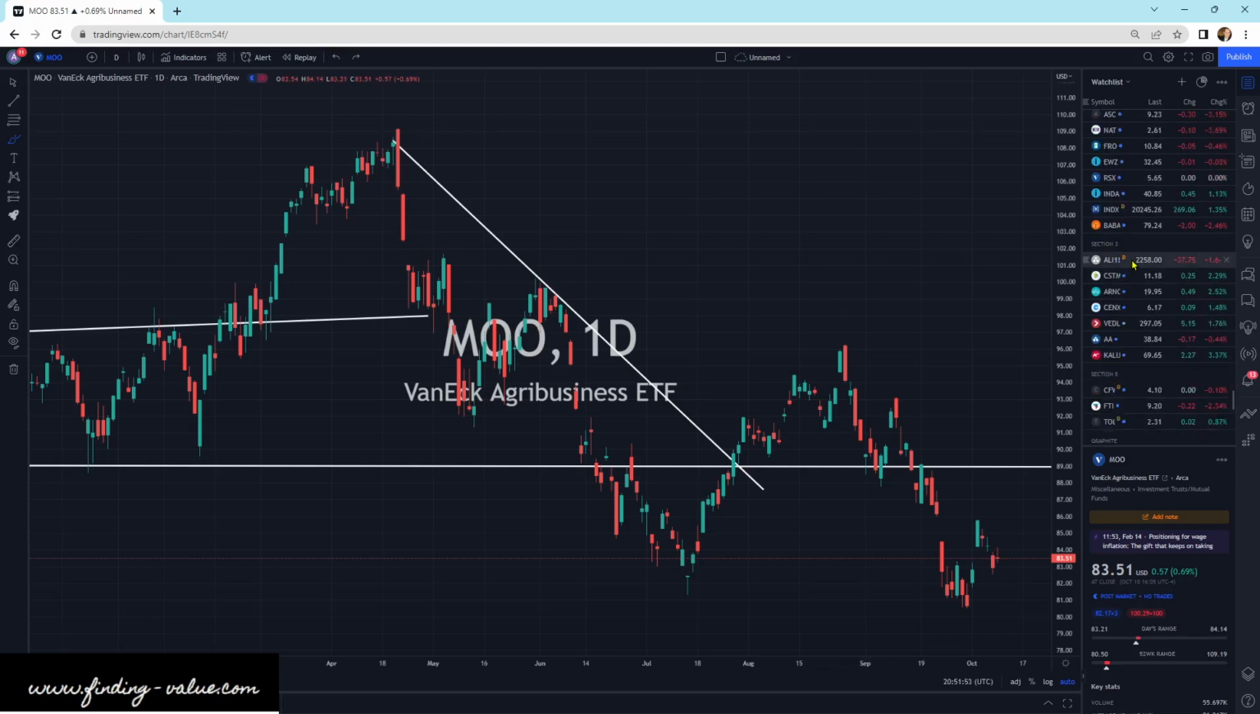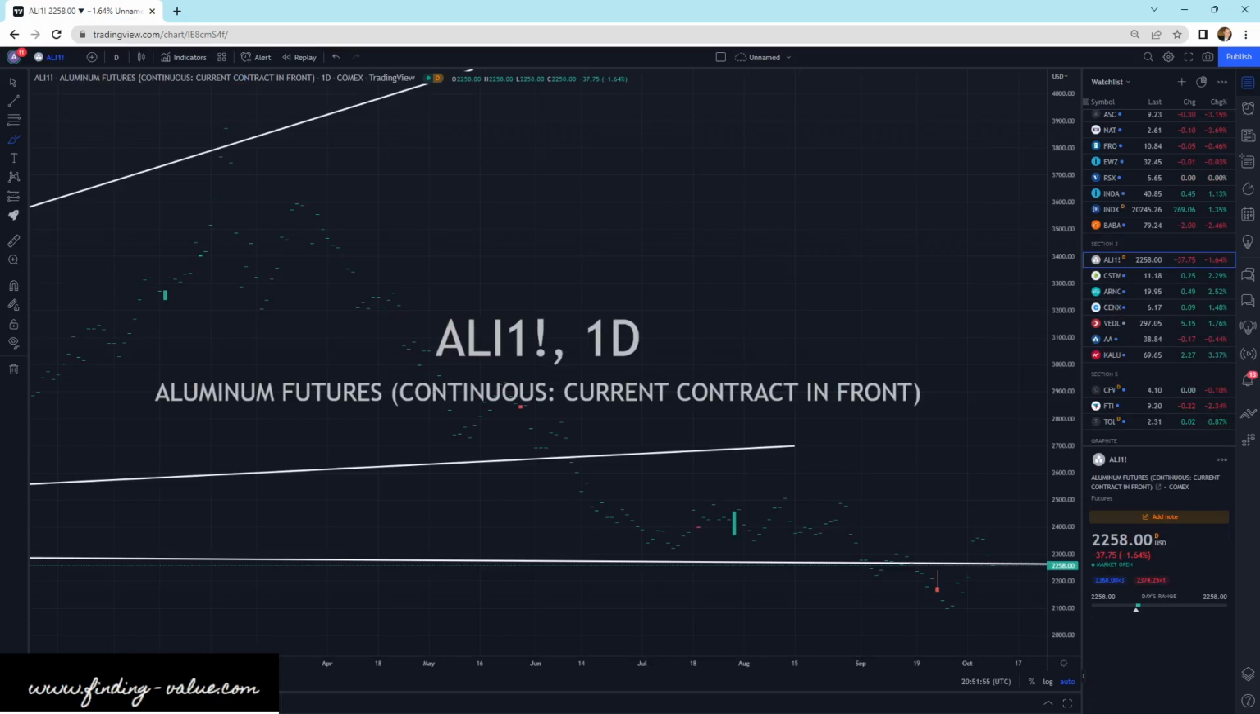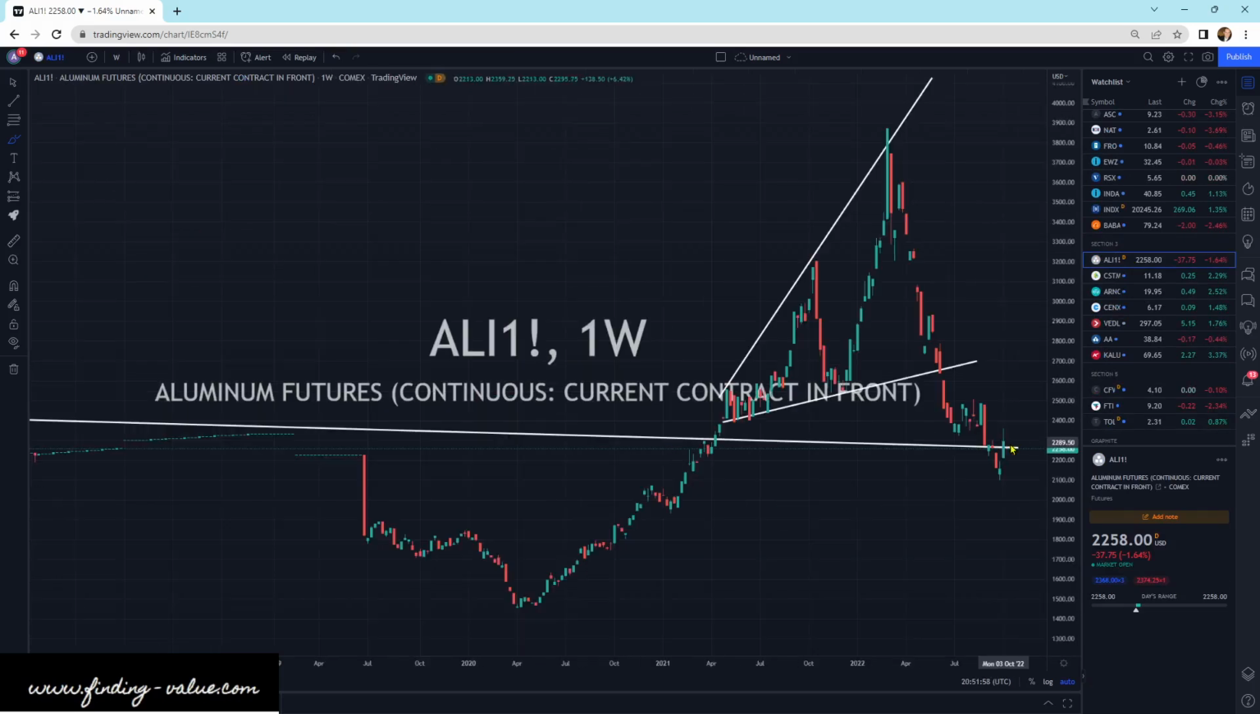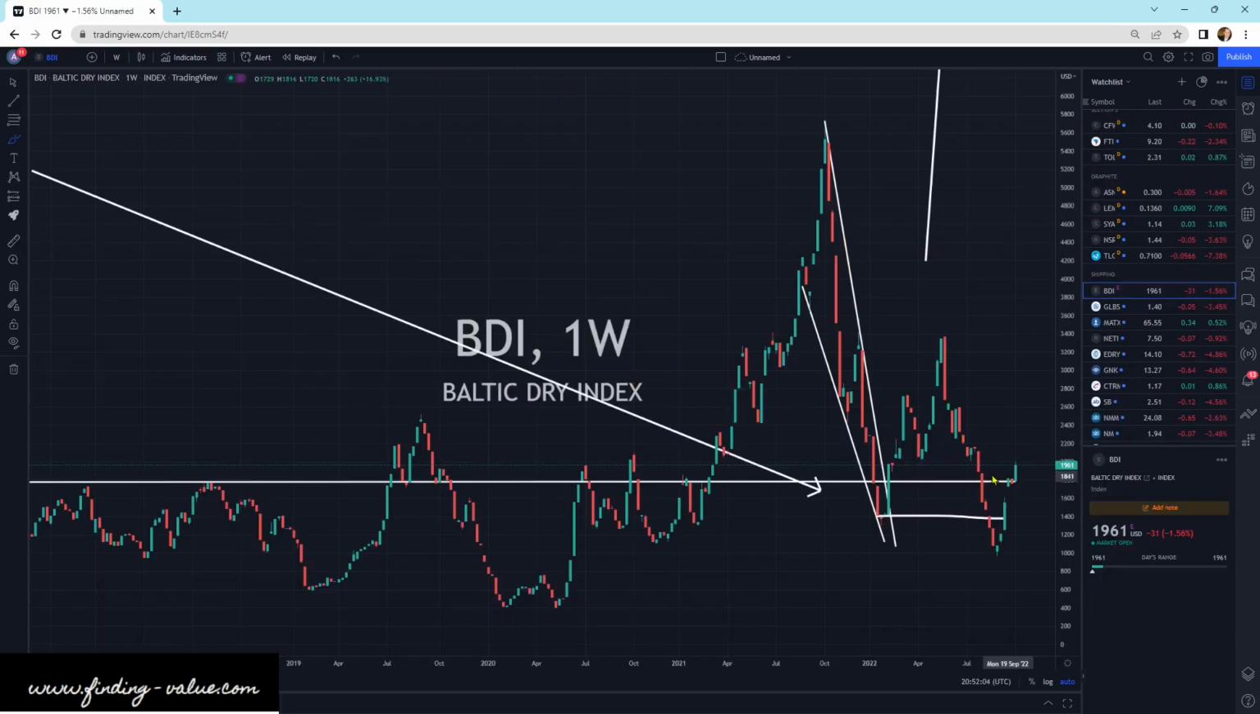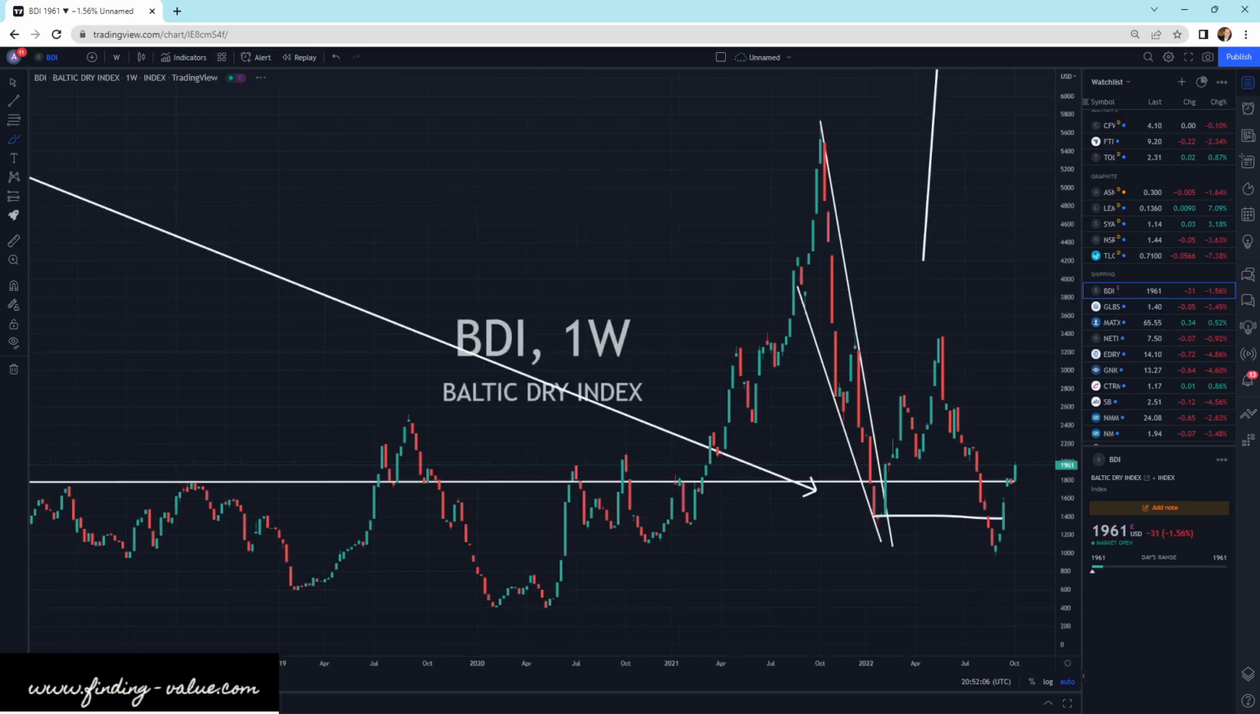We've got aluminum. Aluminum was down a little bit. We're still playing with this long-term support line here, and we're just going around it right now. And then the Baltic Dry Index down a little bit, but still looking all right. This is on a weekly candlestick, still looking all right above support, and I still like it.